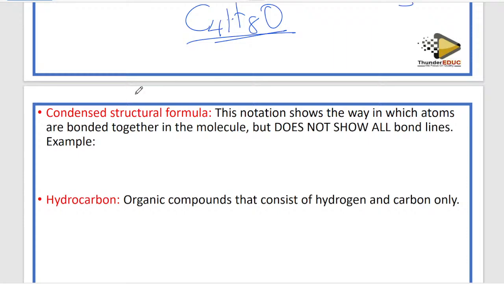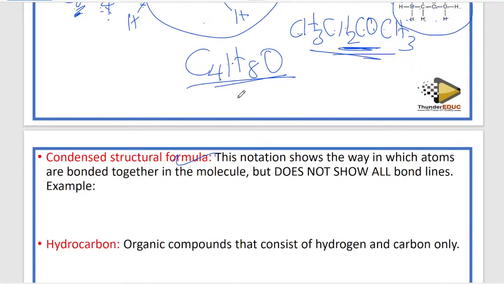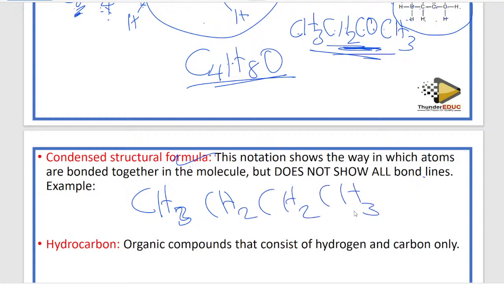So in other words, we have shown you how to write the condensed structure formula. We say that this is the condensed structure formula. That's what they are trying to show you. It does not show all the bonds. You see, it doesn't show those bonds. It shows the number of atoms, CH3, CH2, CH2, CH3. You see, it doesn't show the number of carbon atoms.